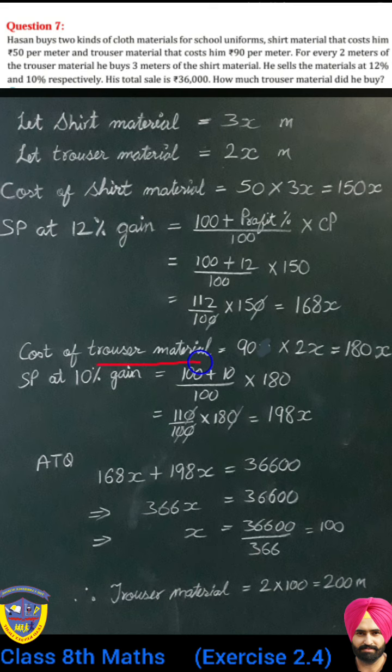Now moving to the next, cost of trouser material. Similarly you can find the cost of trouser material, means 90 is the rate of the trouser material. It is given what is the trouser material, that is 2x. Multiply them, you will get 180x.